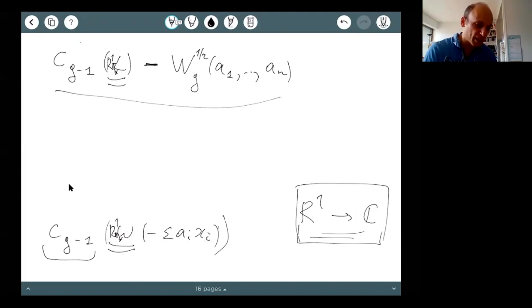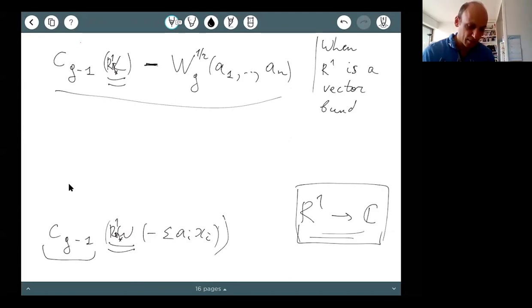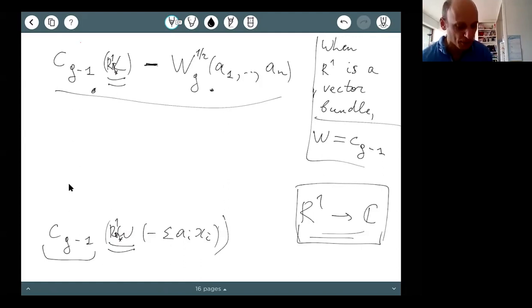So what is true is that when R^0 minus R^1 is a vector bundle, R1 is a vector bundle, Witten's class is equal to c_{g-1}. So away from the holomorphic locus, when this thing is a vector bundle, these two things agree with each other, and when you subtract one from the other, you get 0, which is what we want. We want something concentrated on the holomorphic locus.